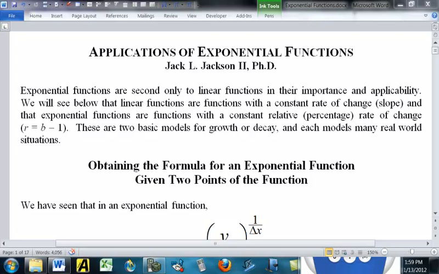This is Jack Jackson. Today we're going to be talking about applications of exponential functions. So we're going to be applying what we've learned about exponential functions to some real-world situations.